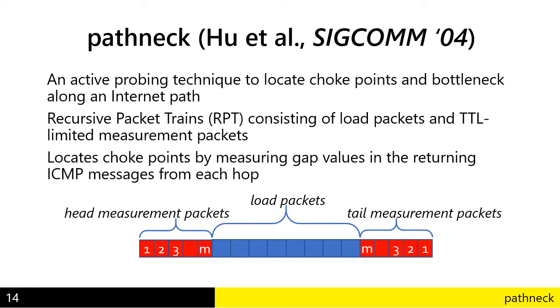It locates the choke points by measuring gap values in the returning ICMP messages. Whenever this recursive packet train traverses a router, all the TTL values are decreased by 1. So the edge measurement packets, which have TTL 1, would have their TTL decrease to 0, which means that an ICMP message is sent back to the sender notifying it that the packet was dropped. The sender Pathneck program uses the timings of the reception of these ICMP messages to measure the gap values, and by using an algorithm, identifies where the choke points are.